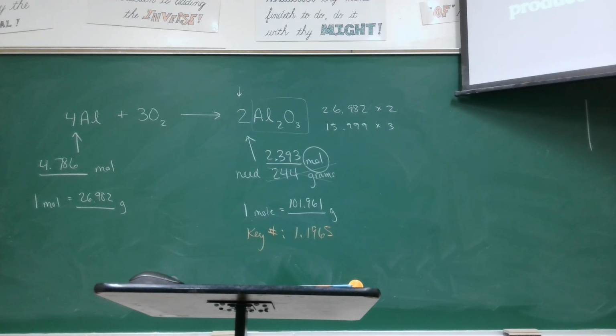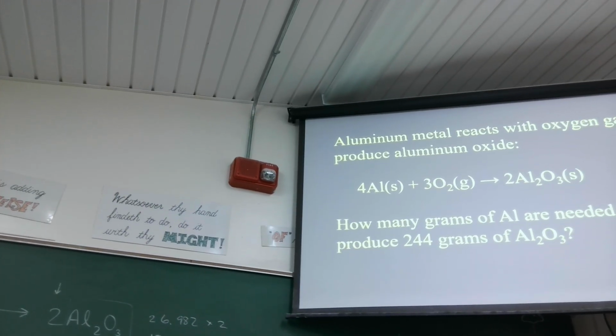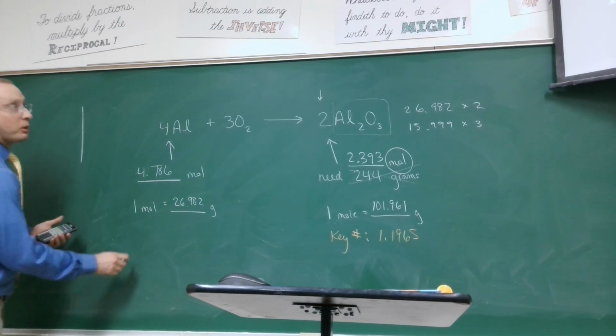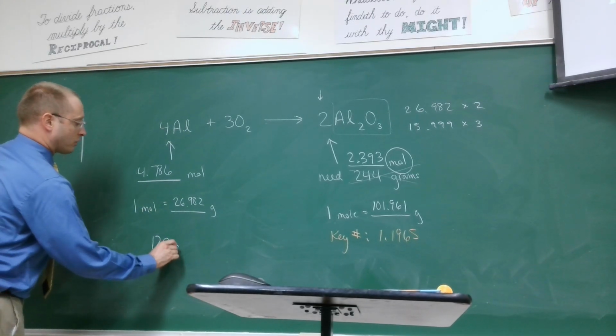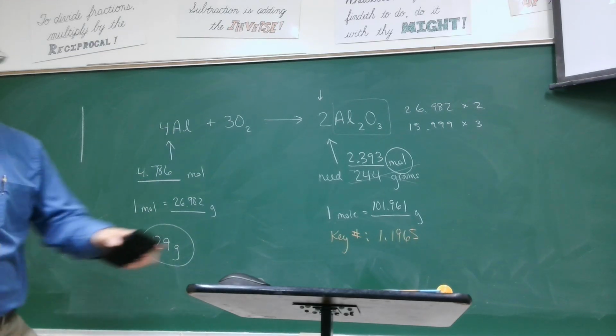This is where we have to round to sig figs, and it's going to be 3 sig figs. All right. So 129.13, blah, blah, blah, but we're going to round to 3 sig figs and say 129 grams of aluminum are needed in order to react with oxygen to produce 244 grams of aluminum oxide. Does it make a little bit more sense now?